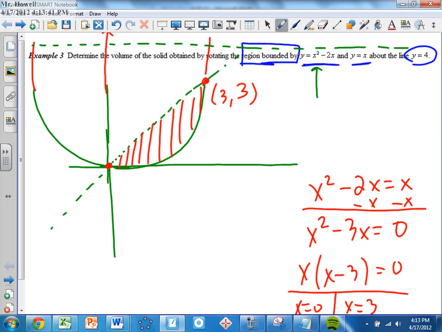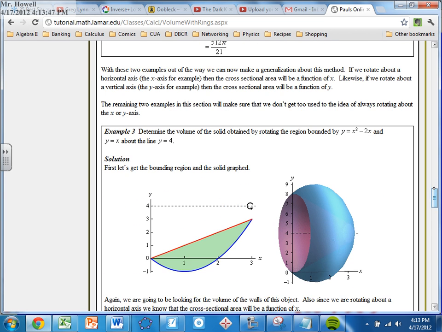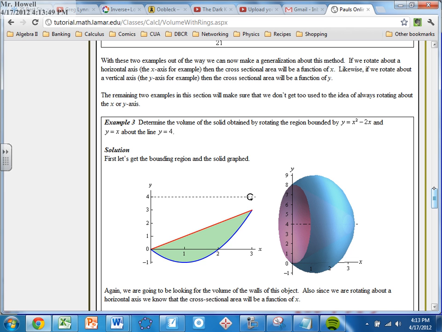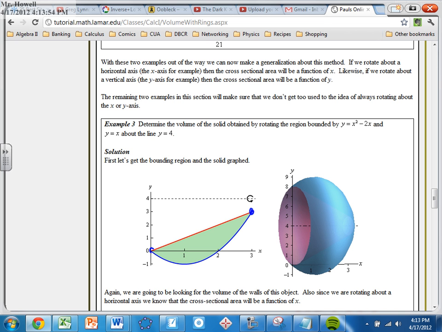So think back to the example we looked at today before the end of class. The one we had today was this one that we're looking at. This is the one we're doing right now, actually. And that's that line right there. So this is 3 comma 3. This is 3 comma 3. This is 0 comma 0.